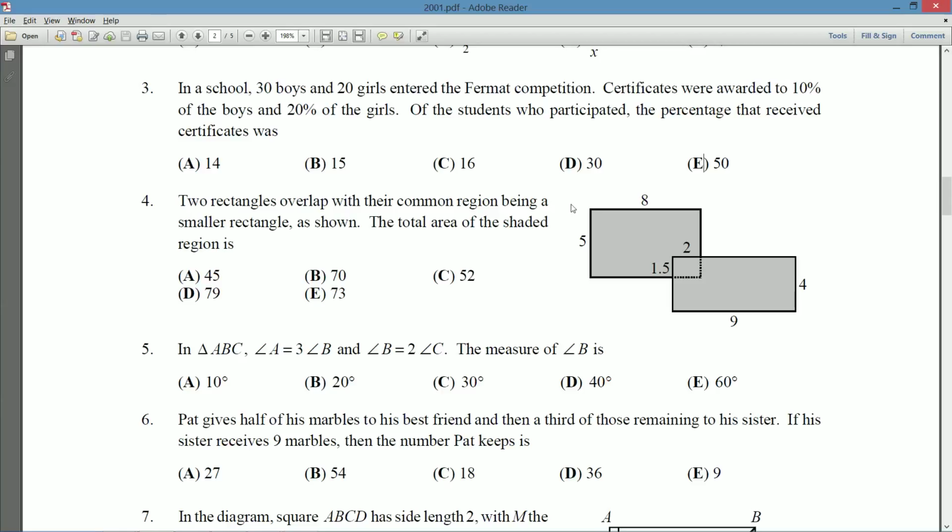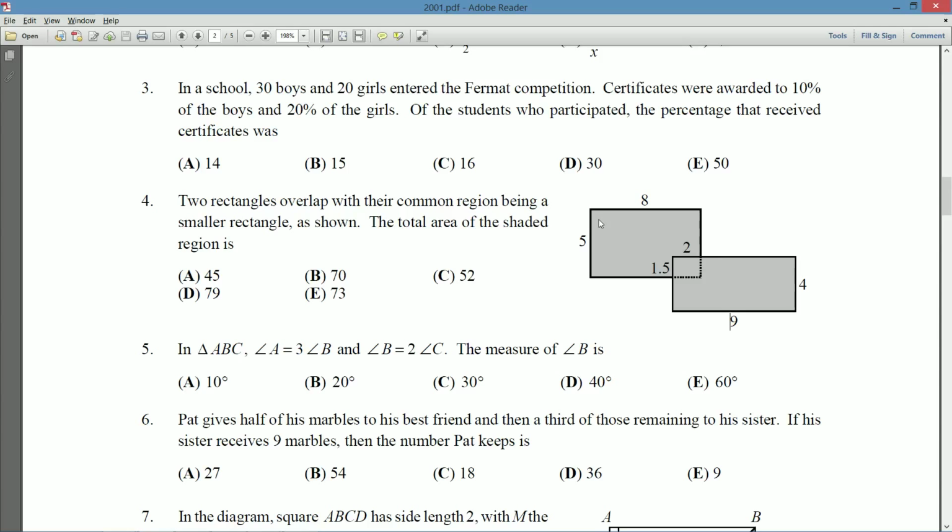Two rectangles overlap with their common region being a small rectangle as shown. So this small rectangle here has sides 2 and 1.5. The total area of the shaded region is, and then we're given our options here. So we have a 5 by 8 rectangle and a 4 by 9 rectangle, and we have them overlapping at this small rectangle.